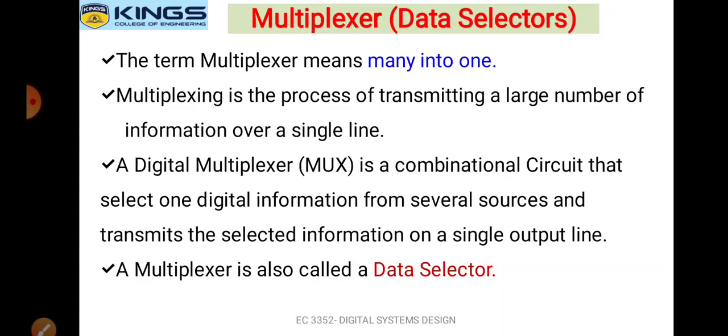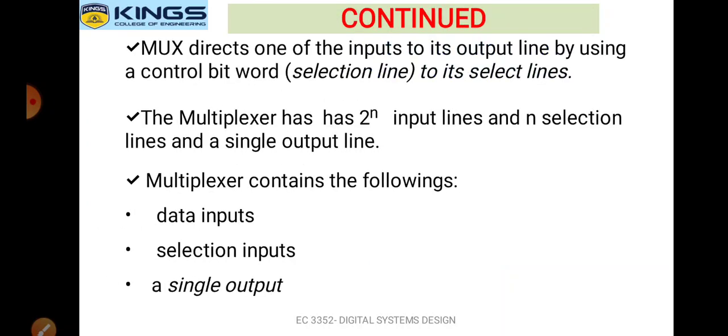A digital multiplexer is a combinational circuit that selects one digital information from several sources and transmits the selected information on a single output line. So the other name for multiplexer is data selector. The multiplexer has 2 power n input lines and n selection lines and only one output, right? So the multiplexer contains data inputs, selection inputs and a single output.